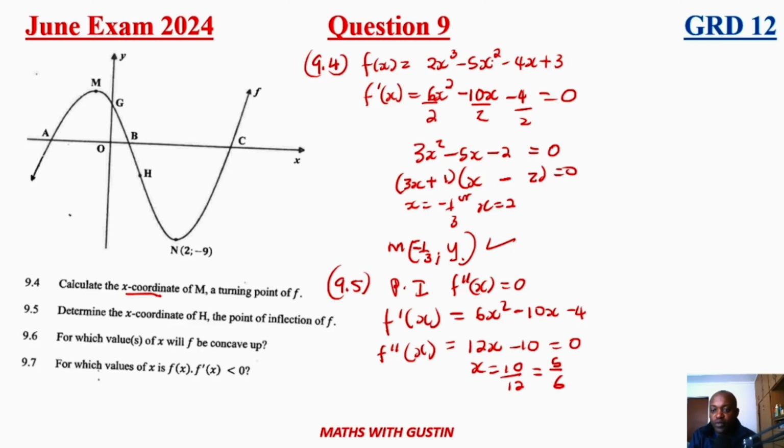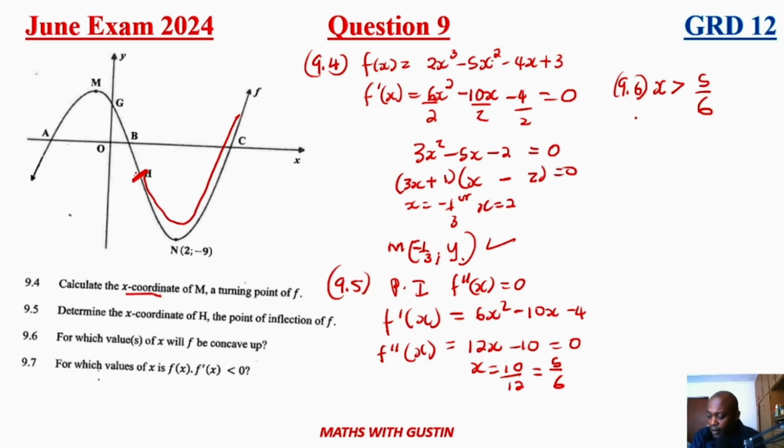9.6 says for which values of x will the curve be concave up? So starting from the point of inflection, which is here, going all the way, this graph is concave up. Then starting from here, no, not the other way around, sorry guys, that's concave down. Okay, we are on point H there. Starting from here, yes, I'm right, it's going all the way like that, it is concave up. So for all the values that are greater than 5/6, the graph is going to be concave up.